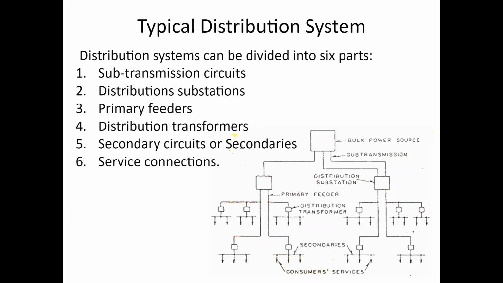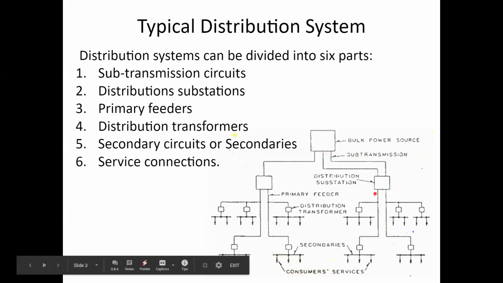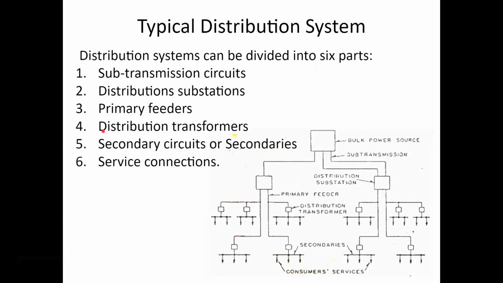Like this, under that distribution substation, the area will be divided into small areas, small districts, or even smaller than that. Localities like Al Nahda and Al Subh are this type of small area. One or two lines will be going to those areas. These are the primary feeders. They will end at distribution transformers.